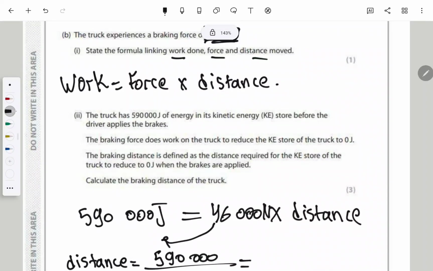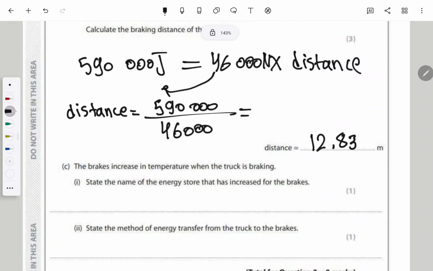You can just go to your formula, replace this number with work. You have the force up there, and your missing thing is the distance. You can calculate it with no issues.